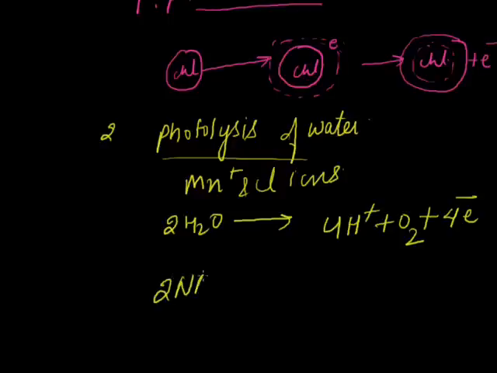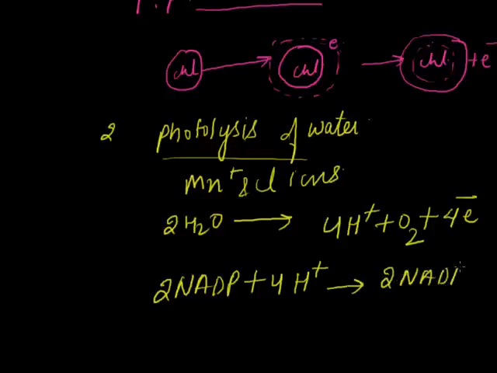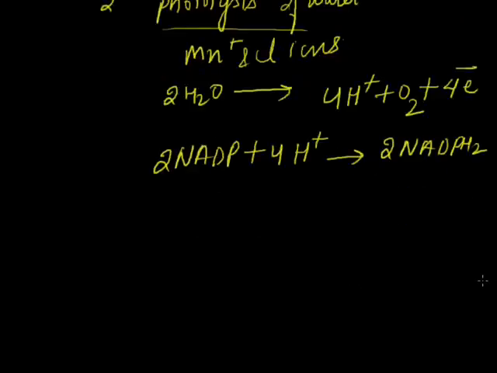Suppose this is an NADP molecule. This will be reduced with the help of hydrogen ions, and it will become an NADPH2 molecule. Now the third step for light reaction is called photophosphorylation.